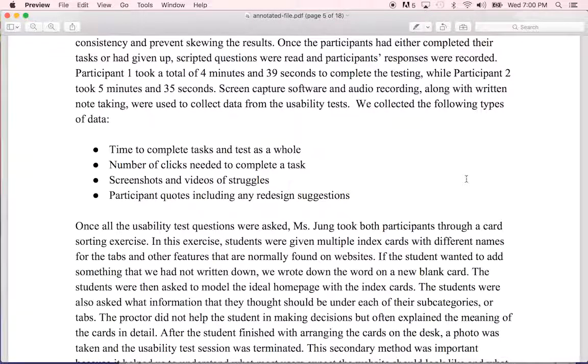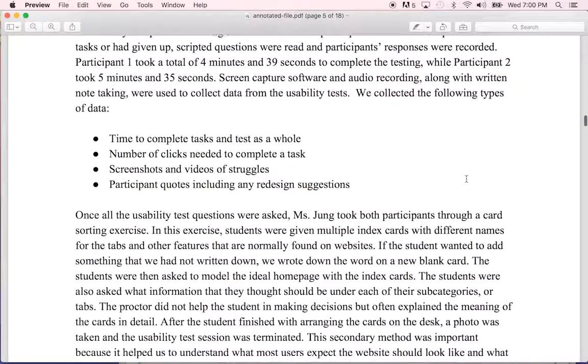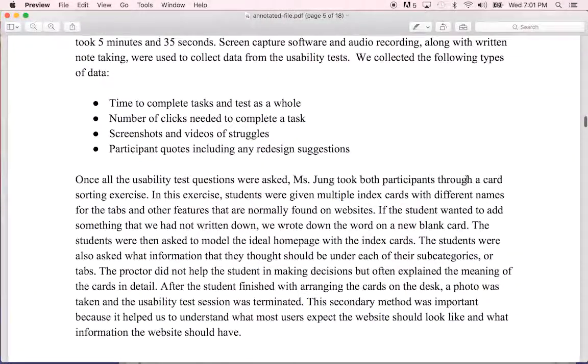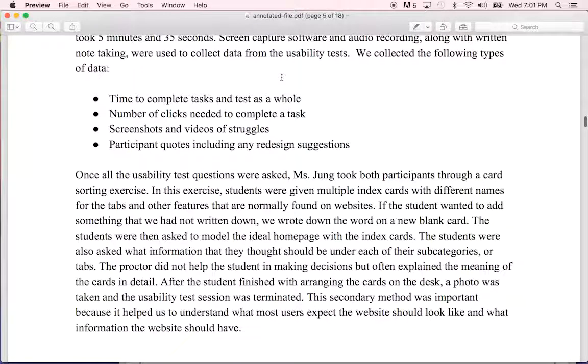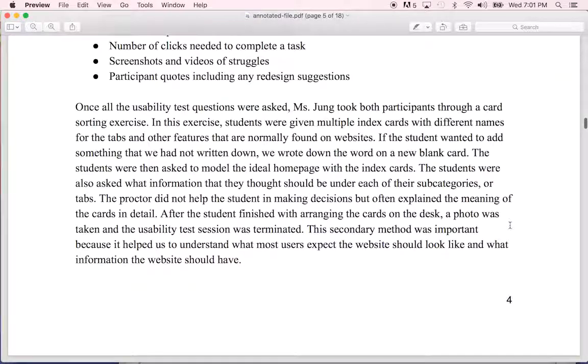Once the participants had either completed their tasks or had given up, scripted questions were read and participants' responses were recorded. Participant 1 took a total of 4 minutes and 39 seconds to complete the testing, while participant 2 took 5 minutes and 35 seconds. Screen capture software and audio recording, along with written note-taking, were used to collect the data. We collected the following types of data. Here's the quantitative stuff they collected there.